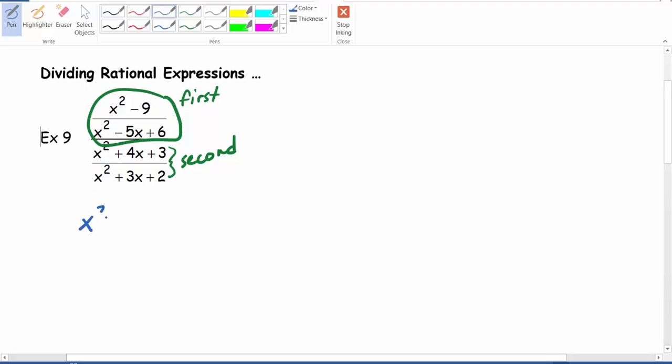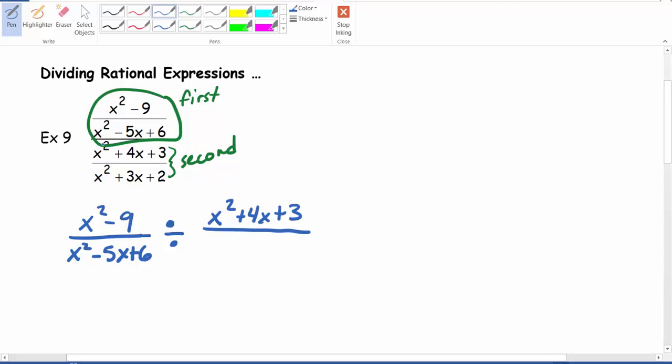So we have x squared minus 9 divided by x squared minus 5x plus 6, and it is being divided by this second piece, this entire bottom piece, the x squared plus 4x plus 3, divided by x squared plus 3x plus 2. We're not doing any flipping yet, we're just rewriting this expression. It's got a lot of bars and crazy fractions, but it's important to note that this middle bar right here we rewrote with a division symbol.